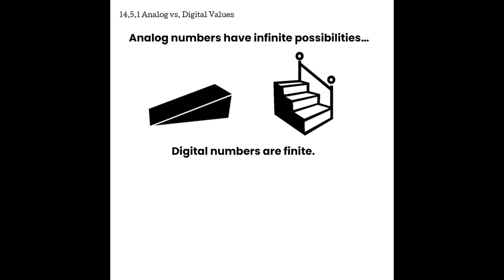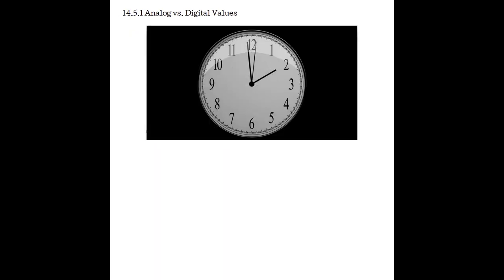Digital numbers, then, we can think about are more like steps. When you're standing on a staircase, you can either be on the first step, the second step, the third step, but you can't be on step 1.3547. You can't be on step 2.5. You can only be on step 1, 2, or 3. So digital numbers, then, are very finite. They have very discrete values. There is really nothing in between. Another way that we can think about this is an analog clock versus a digital clock.